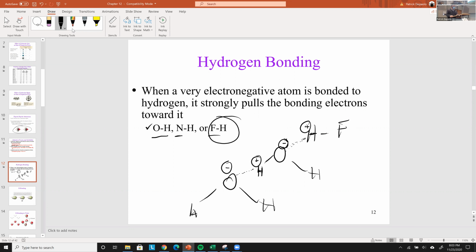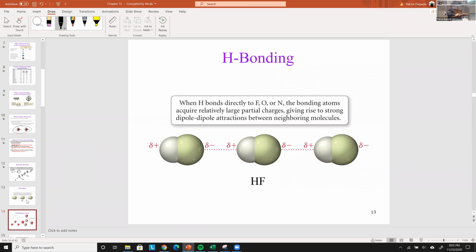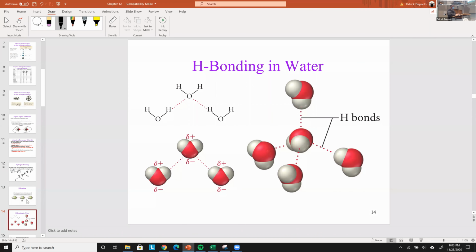But anyway, do you get how this works? Any questions on that? So the fluorine is going to be hugely negative, and the difference is going to be huge. Therefore, the charge difference is going to be huge. So that means the interactions it makes with neighboring molecules is going to be huge. So we see that there. We see that in water.